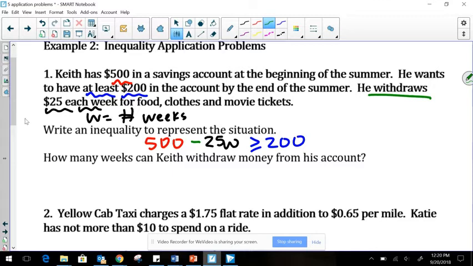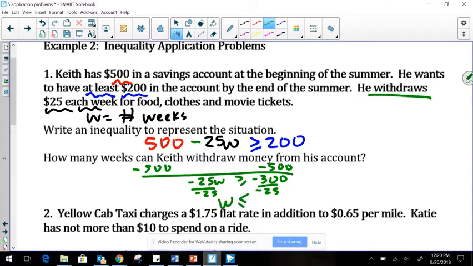Okay, so I'm going to go ahead and solve this. So I'll subtract 500 from both sides. So I have negative 25W is greater than or equal to negative 300. Then I'll divide both sides by negative 25. When I divide by negative, I have to flip my sign. So make sure you do that. So I have negative 300 divided by negative 25 is 12. So I'm going to put weeks after here, your number here.